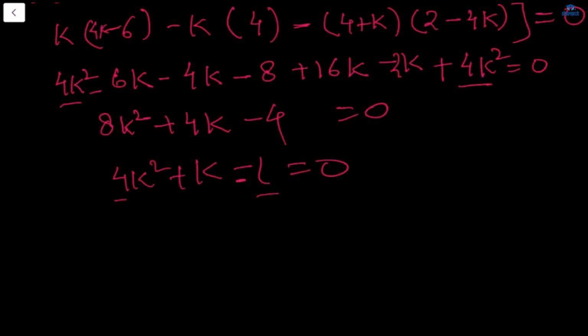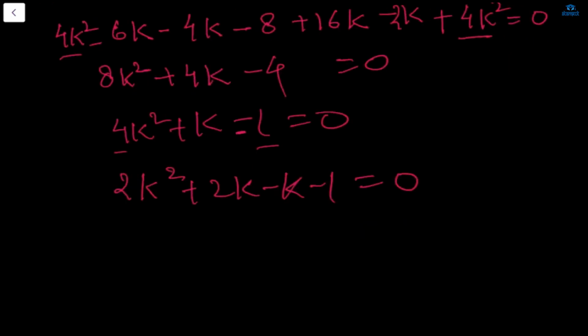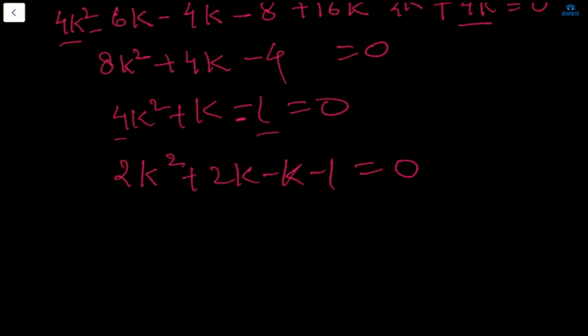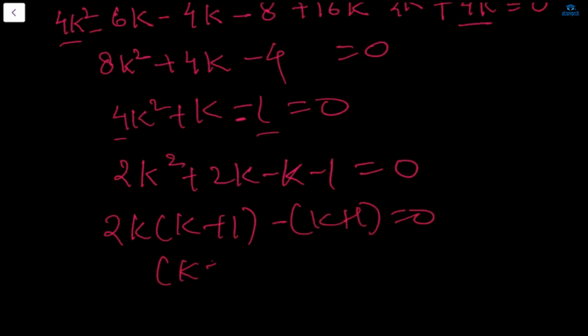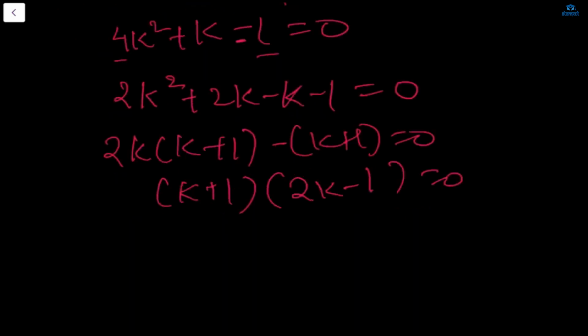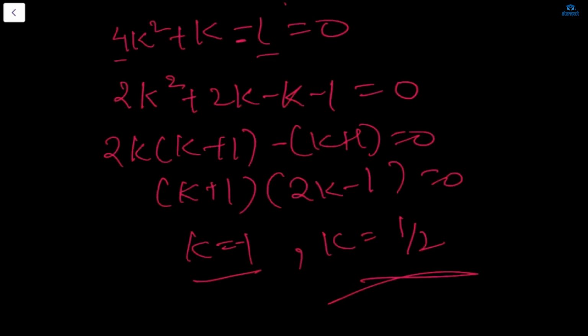Okay, so how can you write? 2k square plus 2k minus 1 is equal to 0. Okay, now you can take common as 2k and it will be k plus 1 minus k plus 1 is equal to 0. It will be k plus 1 and it will be 2k minus 1. Okay, is equal to 0. So k value you'll get as 1 by 2, and k value you'll get as minus 1. Okay, any of the value can be taken.